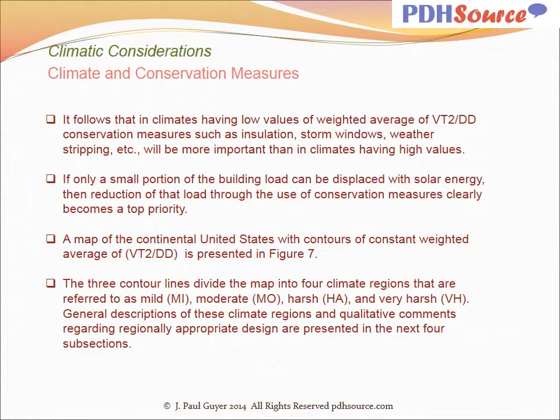A map of the continental United States with contours of constant weighted average of VT2 divided by DD is presented in Figure 7, which you will see in a moment. The three contour lines divide the map into 4 climate regions that are referred to as mild, moderate, harsh, and very harsh. General descriptions of these climate regions and qualitative comments regarding regionally appropriate design are presented in the next 4 subsections.